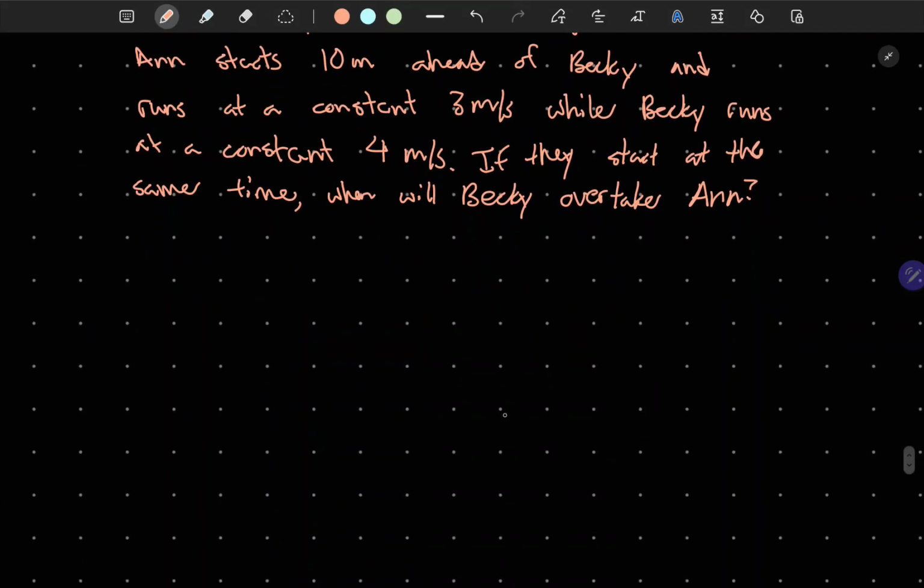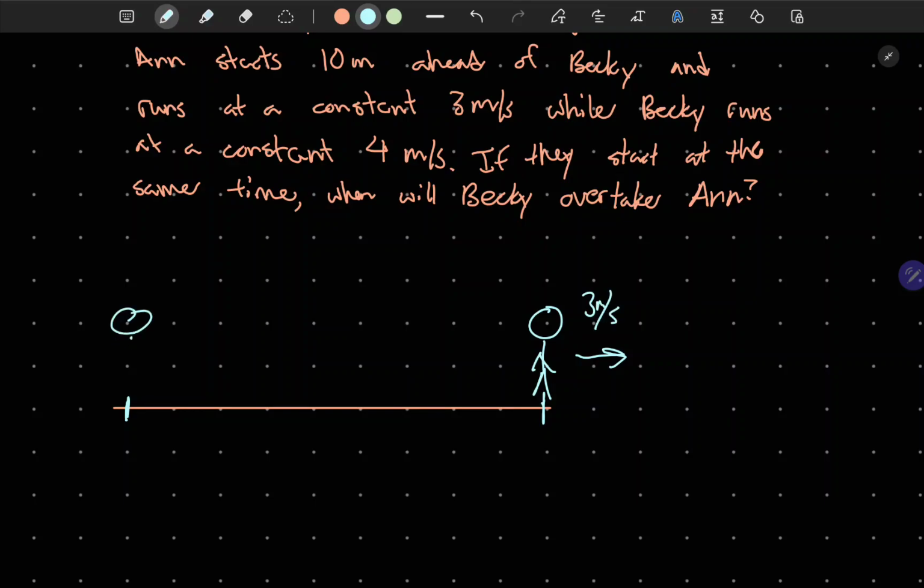So it's usually nice to just draw it out. And then we'll have Anne and Becky 10 meters apart. So Anne is over here, and she's running this way at 3 meters per second. And we have Becky over here running at 4 meters per second. And basically, there's this 10-meter gap between them.